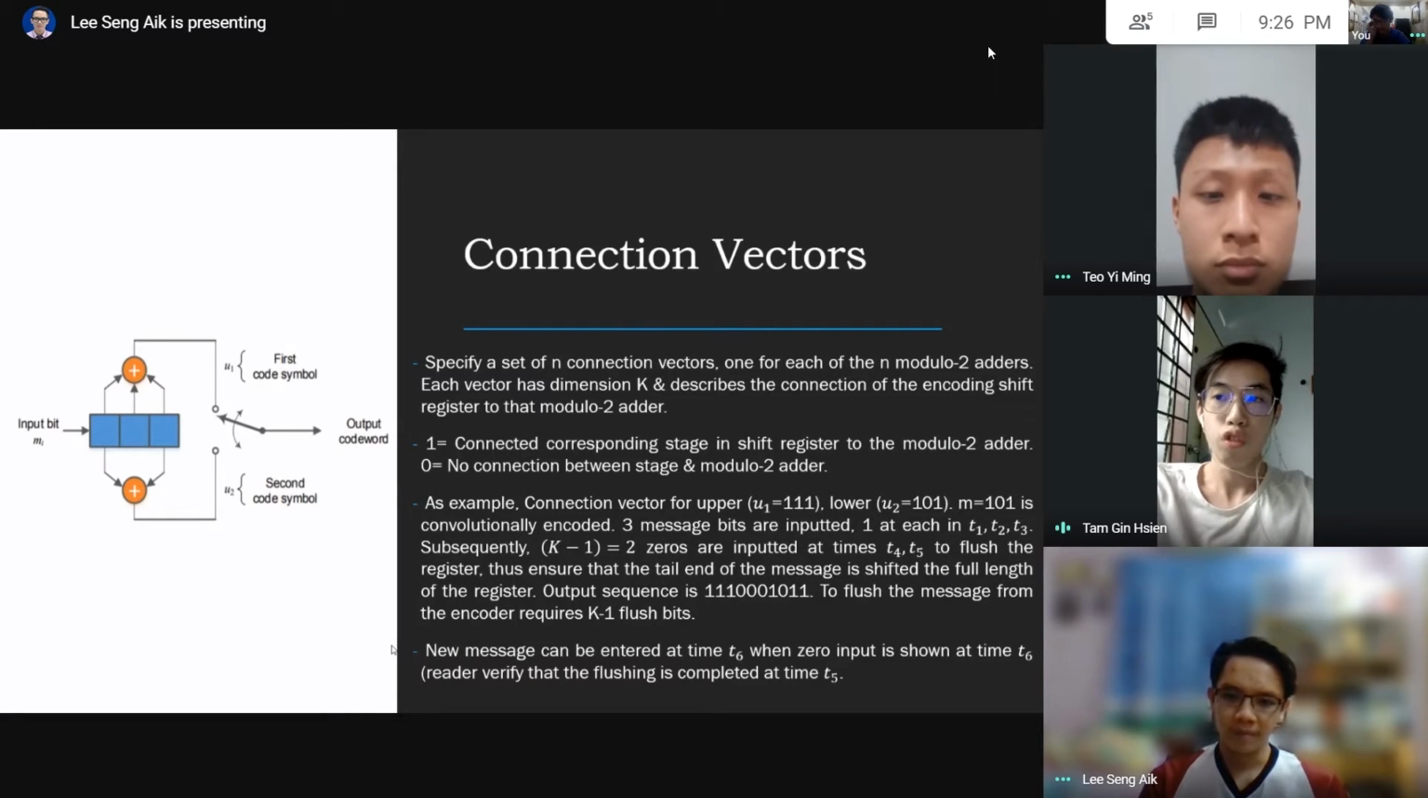11100001011. To flush the message from the encoder requires k-1 flush bits. A new message can be entered at time t6, when 0 input is shown at time t6, which the reader verifies that the flushing is completed at time t5.